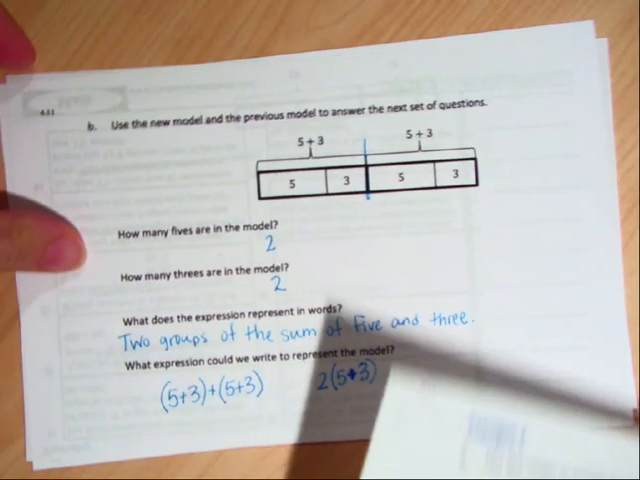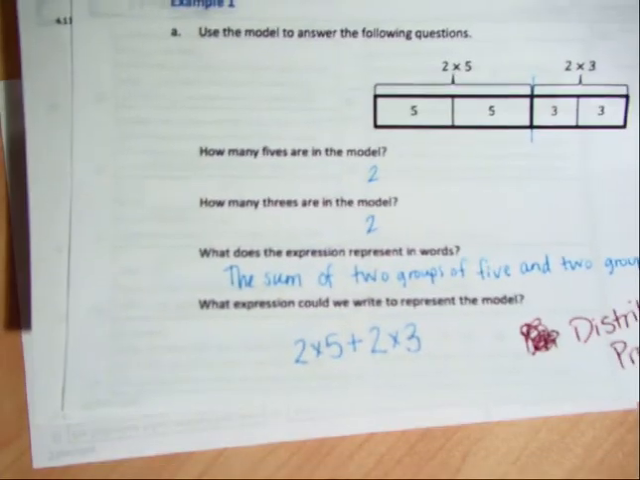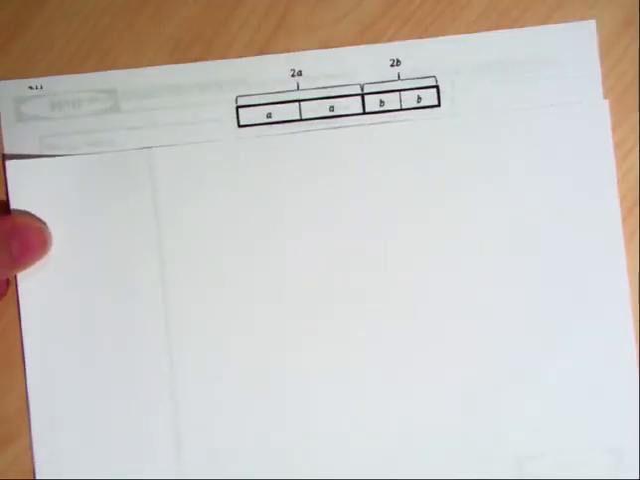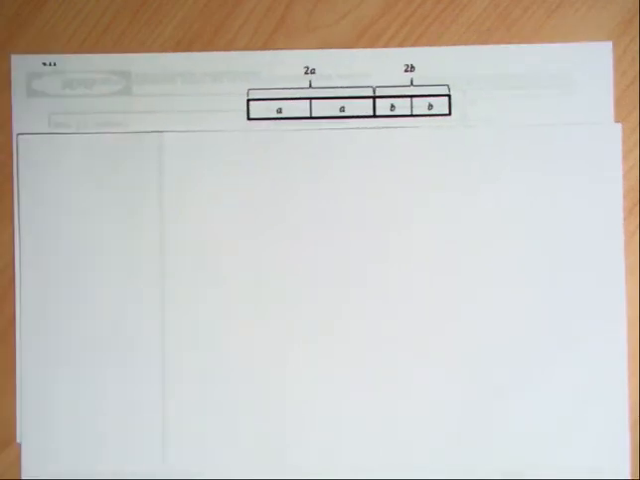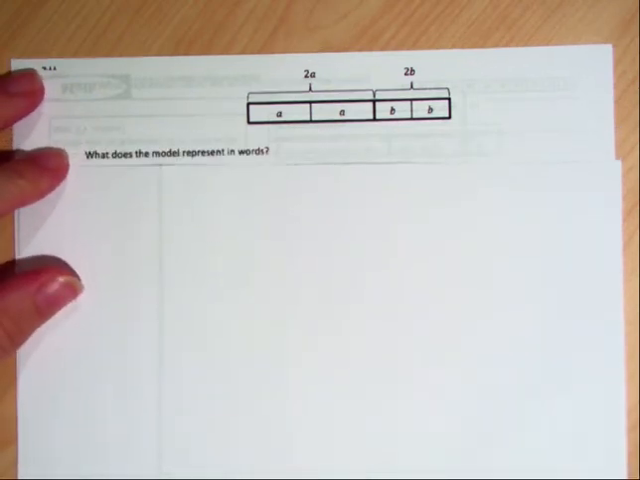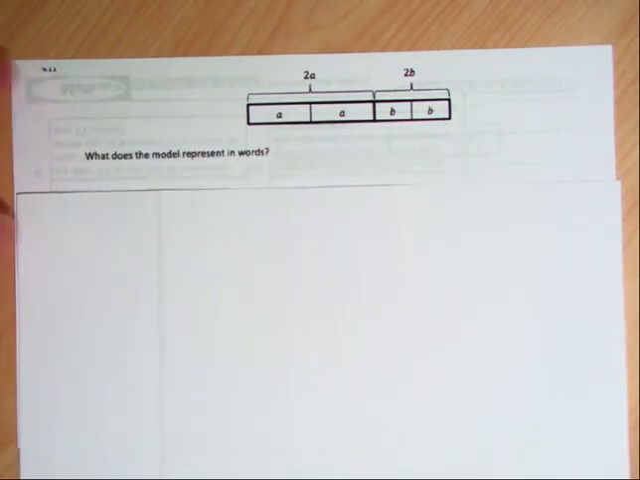All right, let's take a look at another example. This one, we're going to move into letters instead of numbers. We had 5s and 3s before. This is going to be similar, but this is letters instead. So we're using some variables. What does the model represent in words? Well, let's take a look. And just like we did on the last one, we're going to put it into words.